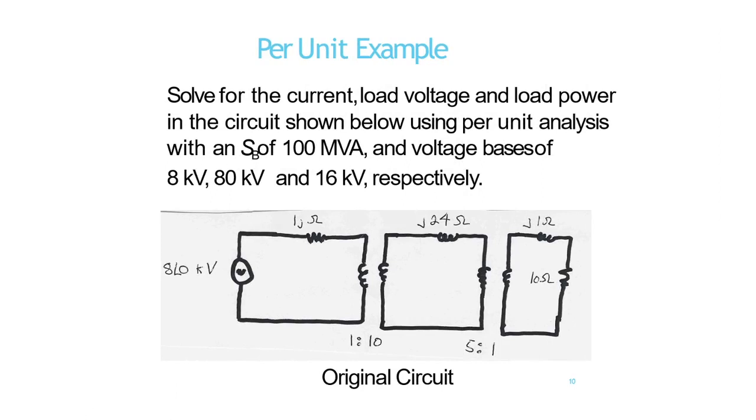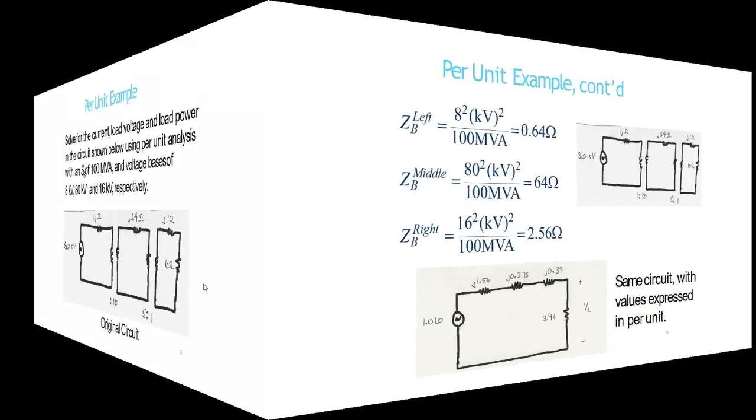So let us see a numerical based on this per unit calculation. Solve for the current, load voltage and load power in the circuit shown below using per unit analysis with an SB of 100 MVA and voltage bases of 8 kilovolt, 80 kilovolt and 16 kilovolt respectively. This is the original circuit having the ratios 1 is to 10, 5 is to 1. The impedances are j1 ohm, j24 ohm, j1 ohm, 10 ohm. Voltage is 8 angle 0 kilovolt here.